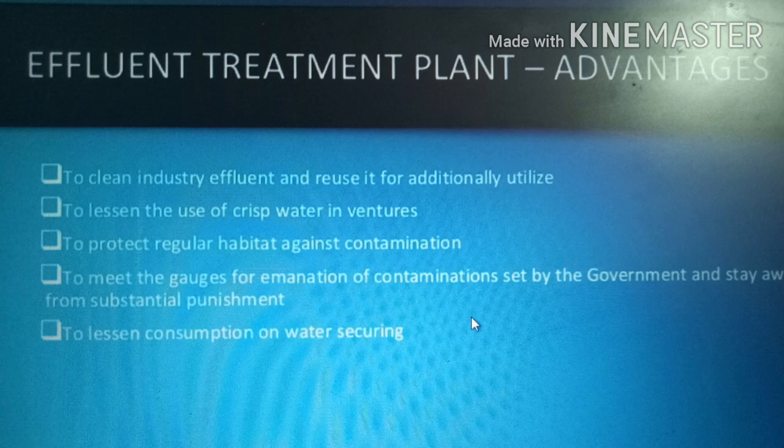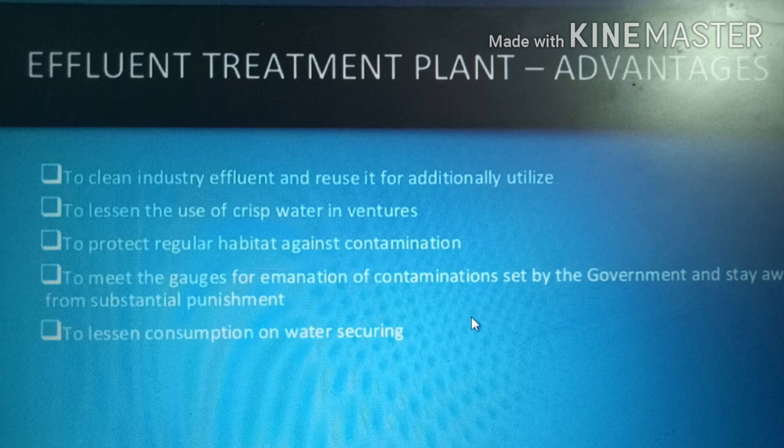So, the design. The design of an ETP depends on the quality and quantity of wastewater released from the different industries and on land availability. If the availability of land in your industry is less, a common effluent treatment plant is preferred over an individual effluent treatment plant.